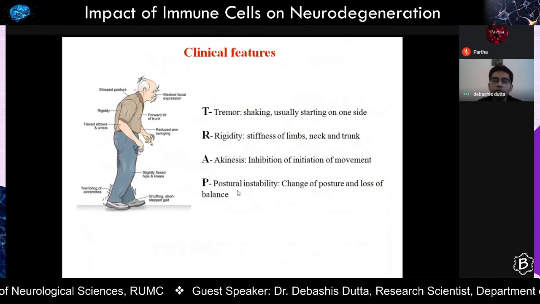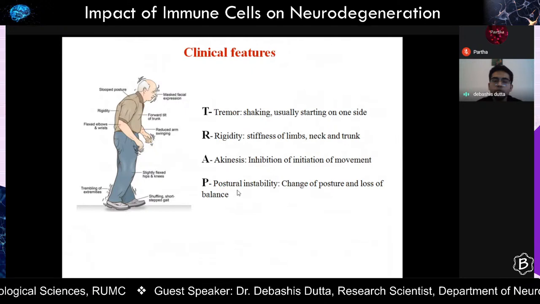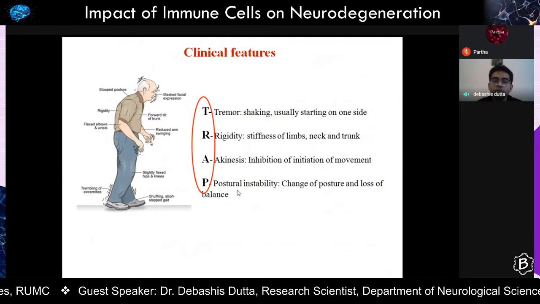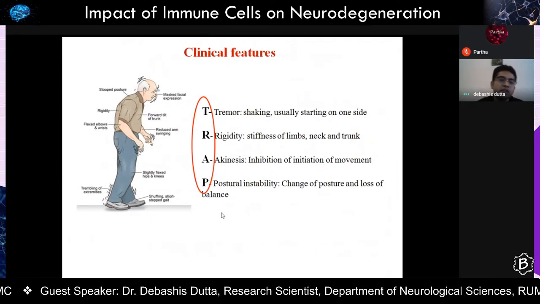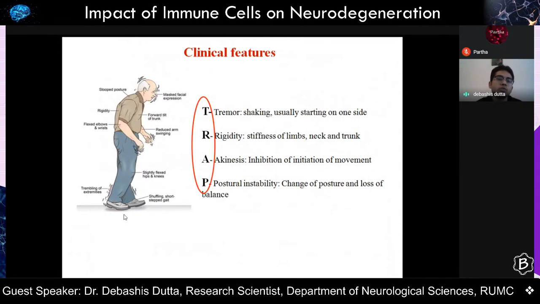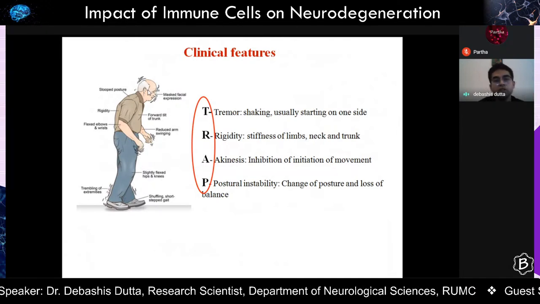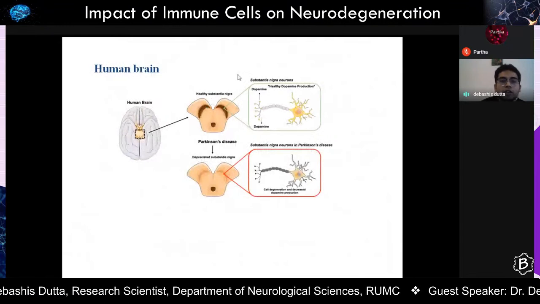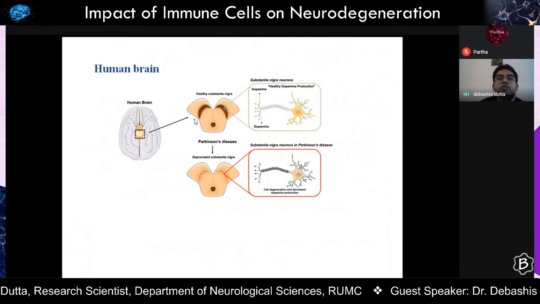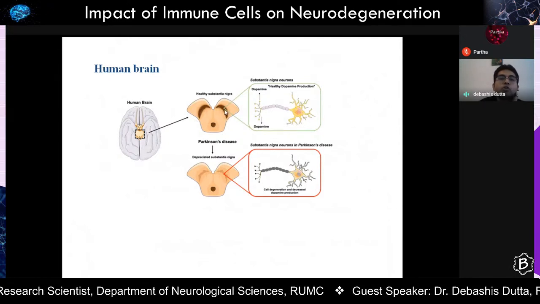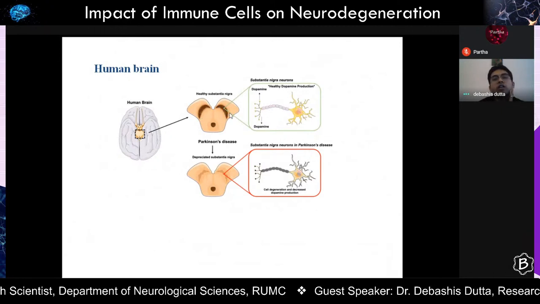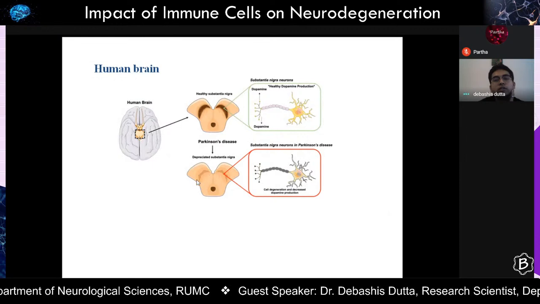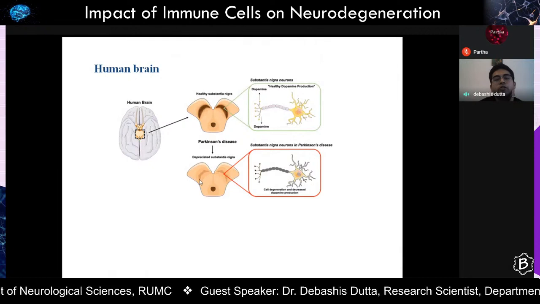Now, if you see, we have tremor, rigidity, like the stiffness of the limbs, akinesia, like inhibition of the initiation of movement, and postural instability. The diagram here shows how the posture of a typical Parkinson's patient looks. And all together, they form a TRAP phenotype. Now, in the human brain, this is a diagram of the midbrain portion of the healthy human substantia nigra. There are neuromelanin-containing dopaminergic neurons in the normal brain. In PD cases, these neurons are specifically lost. As you can see, there is a less intense stain of these neuromelanin-containing neurons.